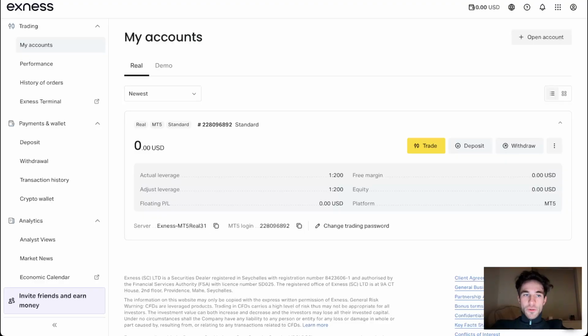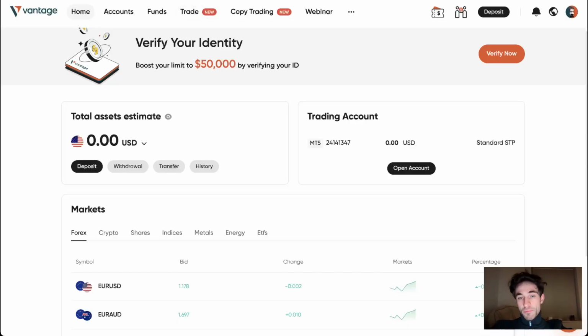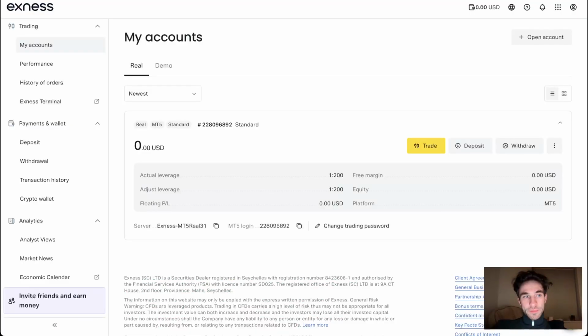Now, if we jump into these, the first difference, and the biggest difference especially for a beginner, and especially if you're trading very, very low volume, is going to be the limits that you can put on both of these accounts in terms of deposits. So Exness is going to be a little bit better for beginners.